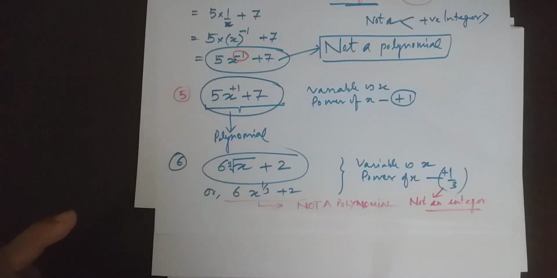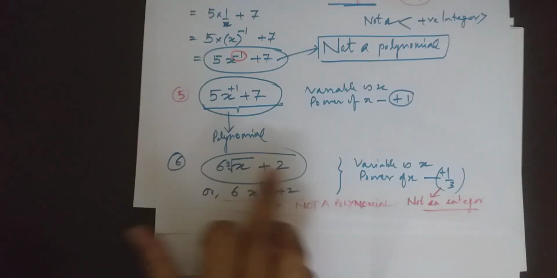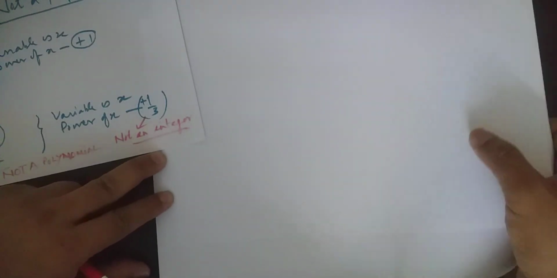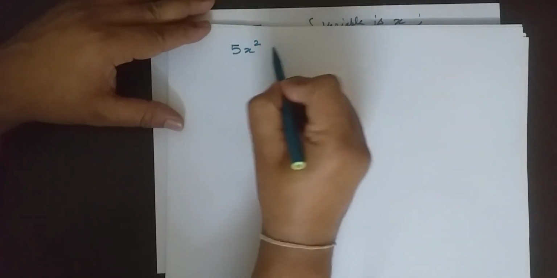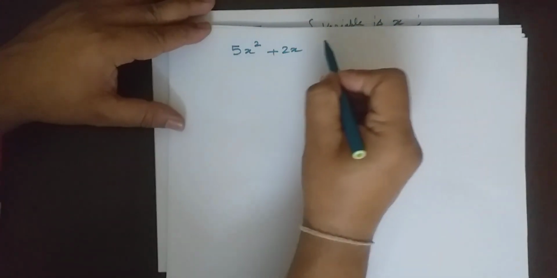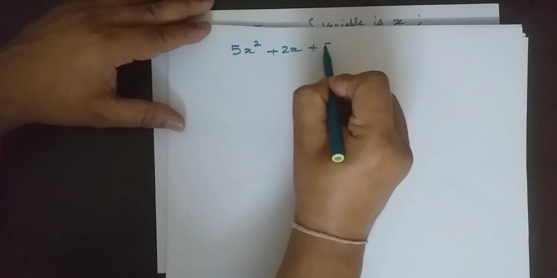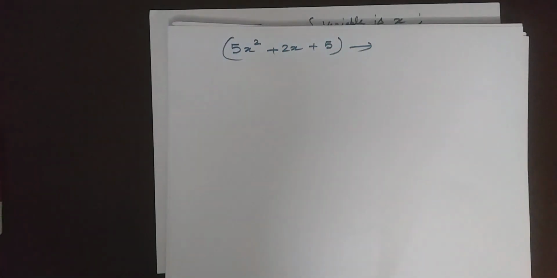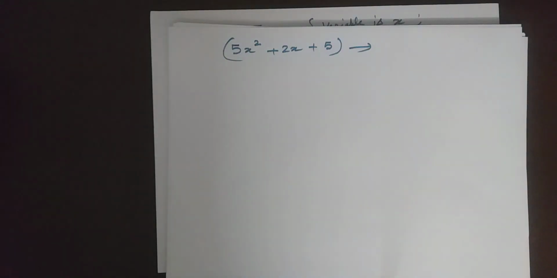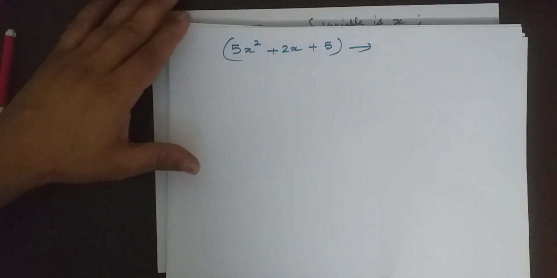Right, these were expressions where we have used only 2 terms, and when we increase the number of terms, how does the picture change? Say now I have 5x to the power 2 plus 2 multiplied by x plus 5. What about this expression? This is an algebraic expression, but is this algebraic expression a polynomial or not?